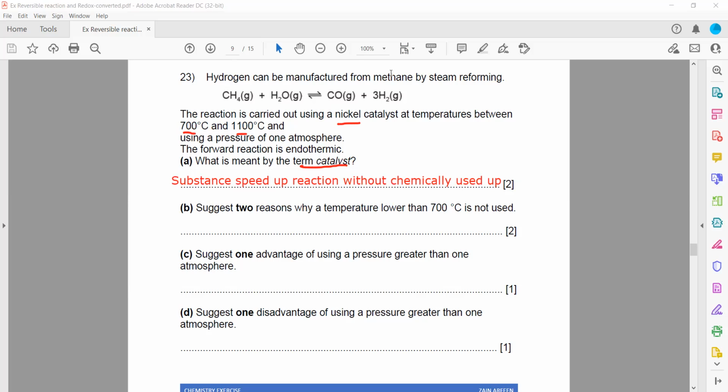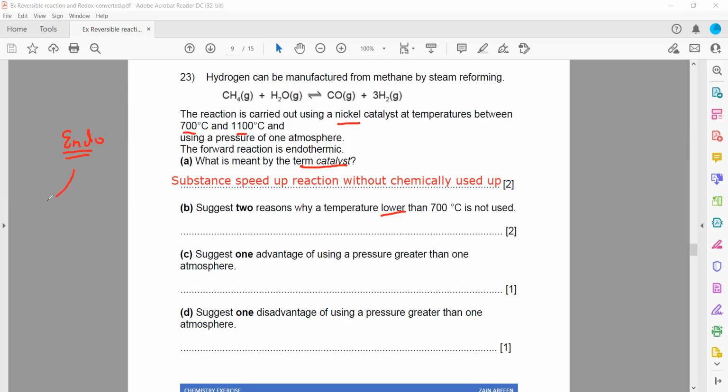Suggest 2 reasons why a temperature lower than 700 is not used. Like why we did not use a temperature less than 700. So there are 2 reasons. For example, if the temperature is low, the rate of the reaction, the speed of reaction, will be slower. And the second thing, this is a reversible reaction, and the reversible reaction is endothermic.